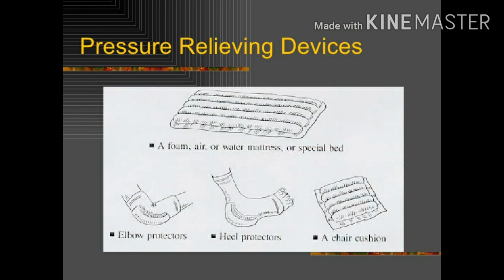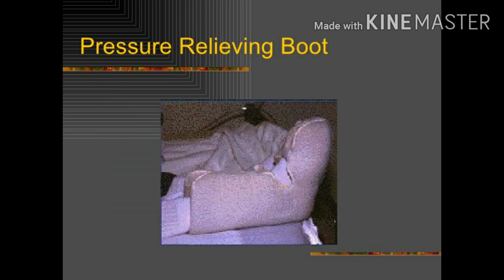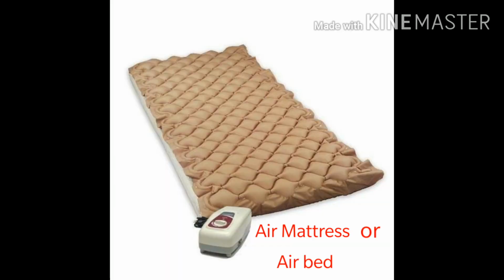These are a few pressure relieving devices that can be used for preventing the development of pressure sores. These include foam, air or water mattress, elbow protectors, heel protectors, and chair cushions. This is a pressure relieving boot, which can also be used to prevent the development of pressure sore over heels. This is an air mattress, or called air bed.